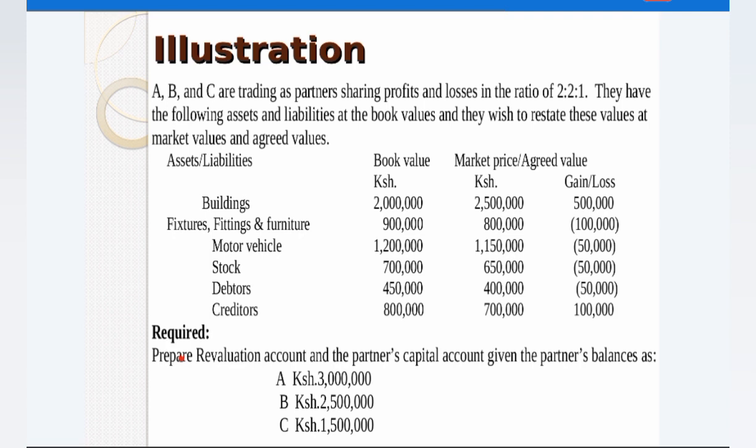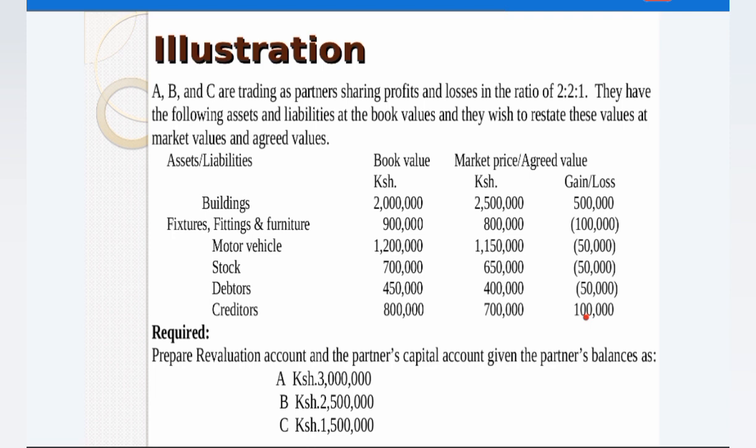And we said for the revaluation account, we will credit any gain. So any gain is credited and any loss is debited. So we debit a loss in the revaluation account and we credit a gain. So we know those assets that have a gain. So in this case, we have two: one asset that is buildings and a liability, creditors, that have gains. So total gain is that of 500,000 and 100,000 totaling to 600,000.